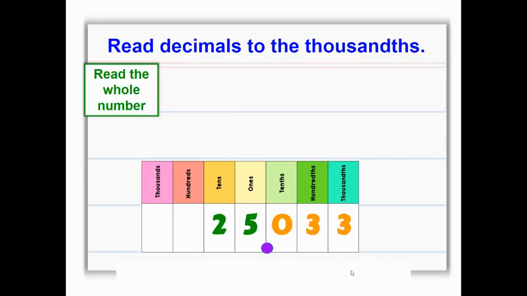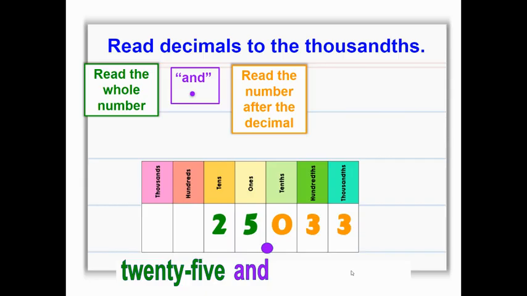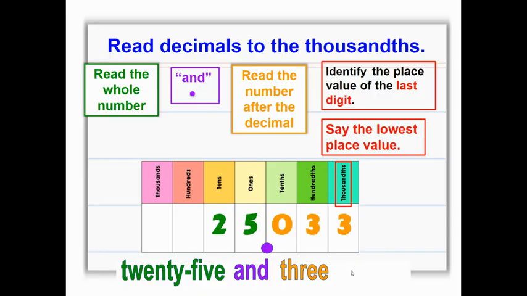Okay, once again we read the whole number, 25. We say and when we see a decimal point. We read the number after the decimal. So here I see 033. I'm going to read that as 33. I'm going to identify the place value of the last digit, which is thousandths. I'm going to say the lowest place value. So this should read 25 and 33 thousandths.